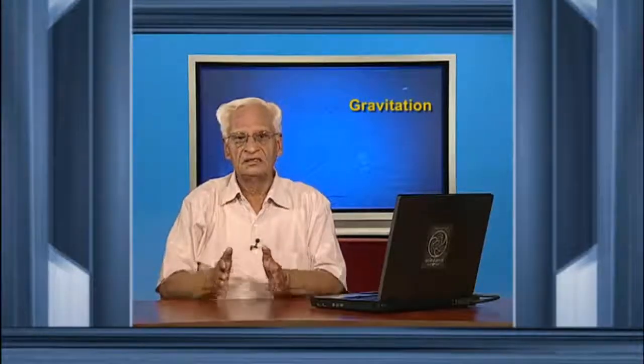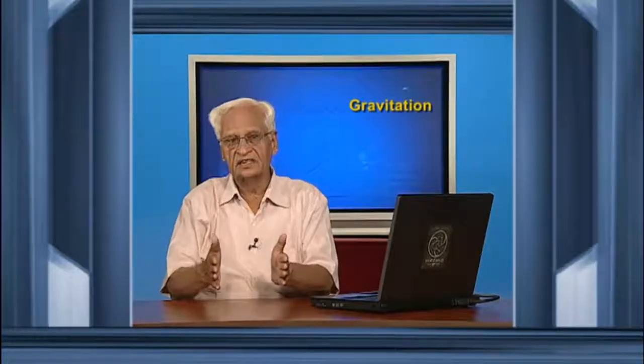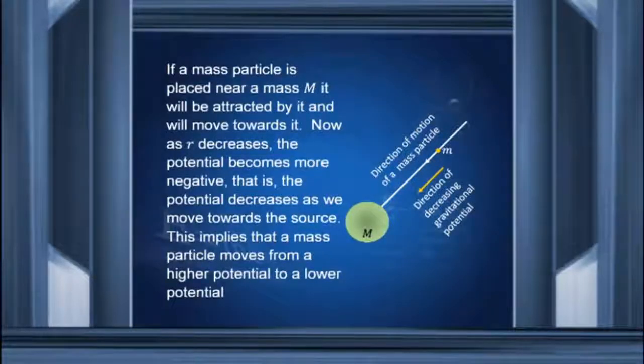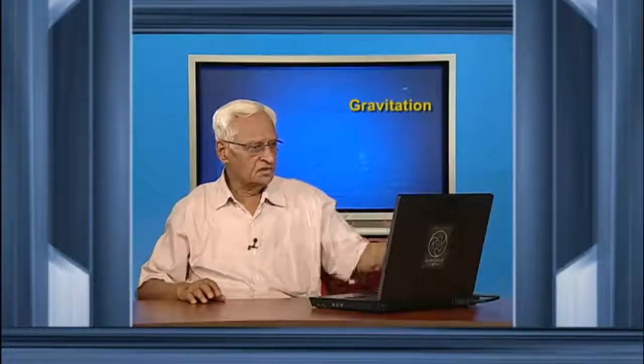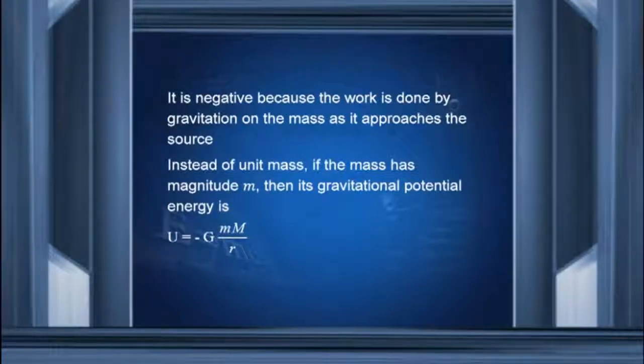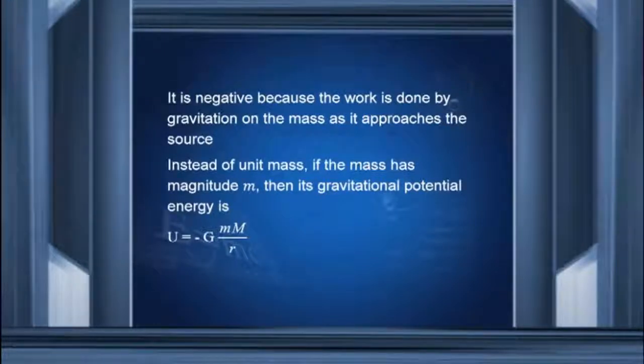Difference of potential is important, and not the potential at a point, because difference of potential tells us which way the mass particle would move. It moves from a higher potential to a lower potential, and the work done in moving from infinity is GM by r for a unit mass. For mass m, it is equal to minus G small m into capital M by r, and this is known as the gravitational potential energy. That is the potential for unit mass. For mass m, this becomes the gravitational potential energy, minus GMm by r.